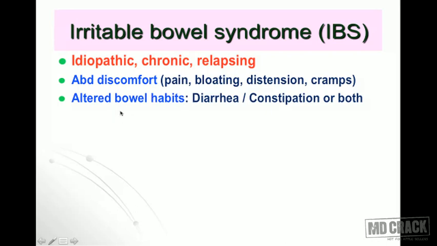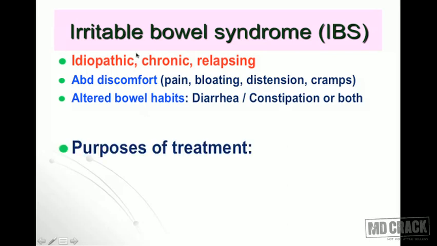In addition to this, the patient has altered bowel habits. The altered bowel habits could be predominant diarrhea, or predominant constipation, or a few patients alternately suffer from both diarrhea as well as constipation. So abdominal discomfort plus altered bowel habits indicates irritable bowel syndrome.